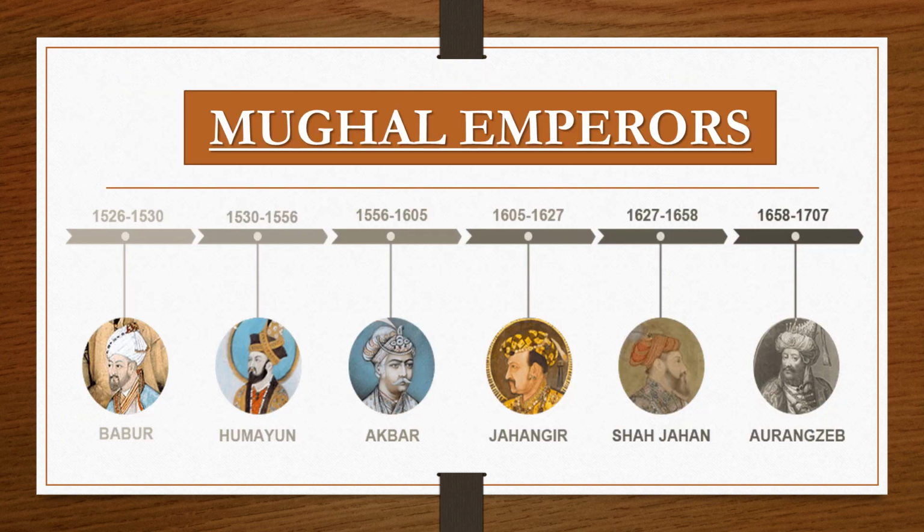Children, before we go too deep in this chapter, I would like to tell you about the emperors who ruled during the reign of the Mughal dynasty. Naturally, Babur was the one who founded this dynasty, and then there were Humayun, Akbar, Jahangir, Shah Jahan, Aurangzeb, and the last ruler of this dynasty was Bahadur Shah.